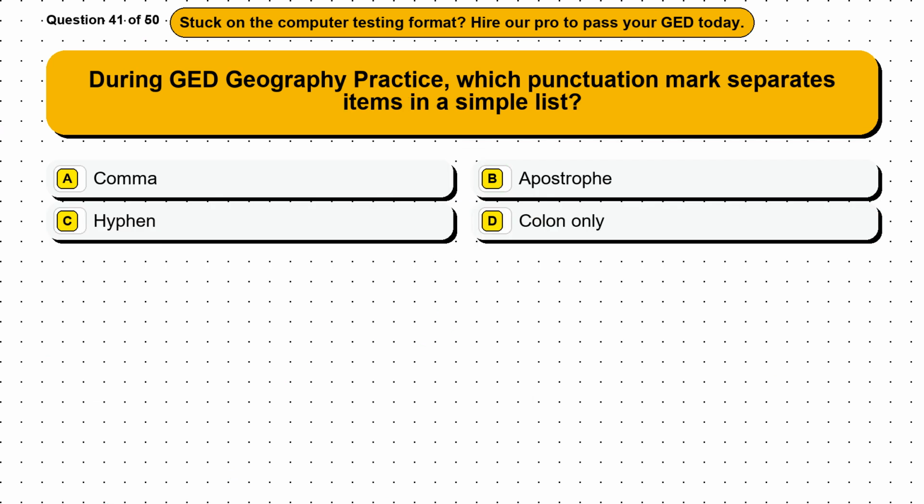Question 41. During GED Geography Practice, which punctuation mark separates items in a simple list? Option A, comma. Option B, apostrophe. Option C, hyphen. Option D, colon only.